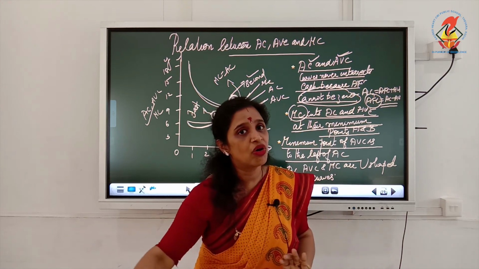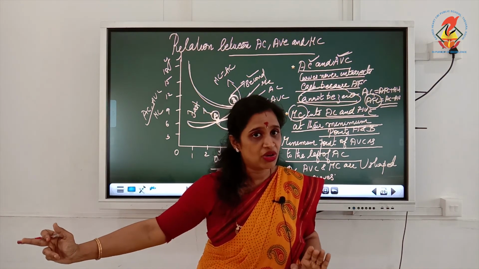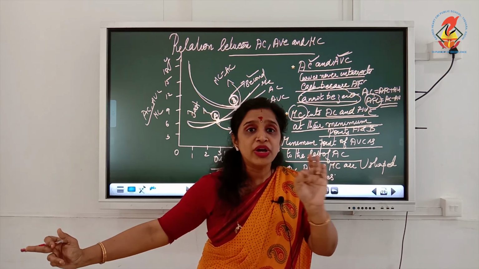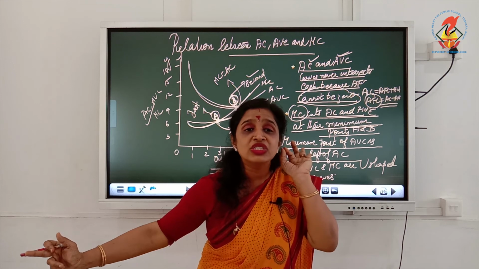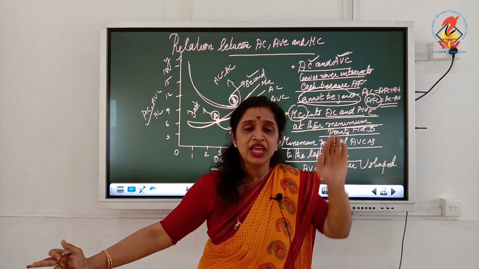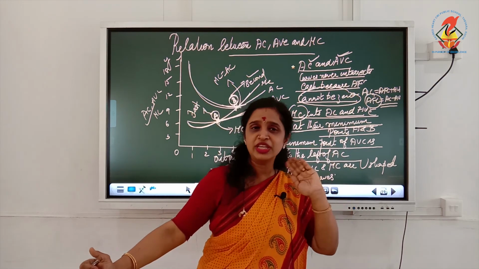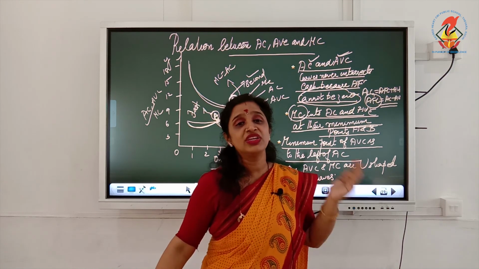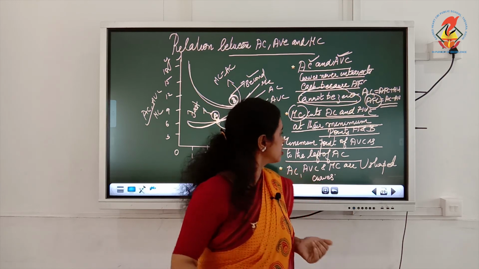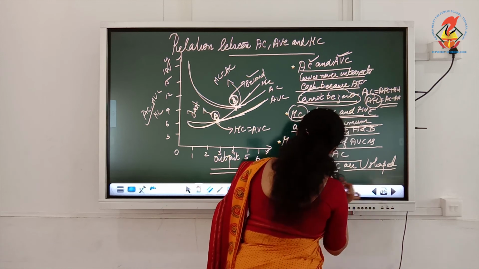You know, AFC will always fall with the increase in the level of output. Why? Because we are finding AFC by using the formula TFC by Q, and the TFC is always constant. So if we are dividing constant TFC by an output, AFC will always fall. All these points are interrelated when we explain the relation between the cost curves. Now AC, AVC and MC are U-shaped curves.